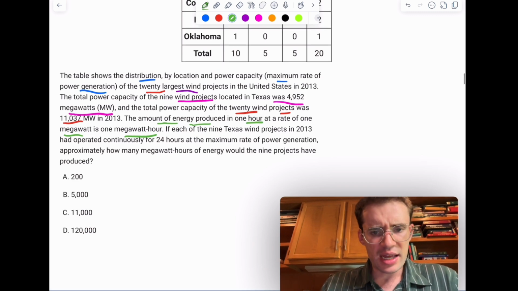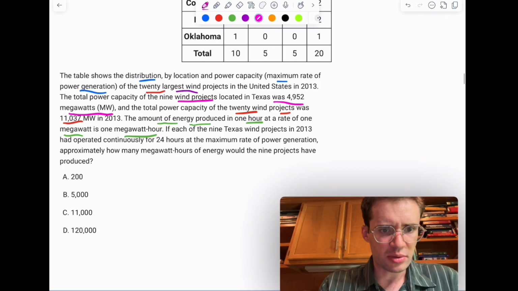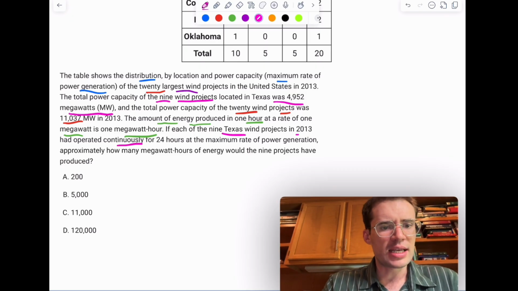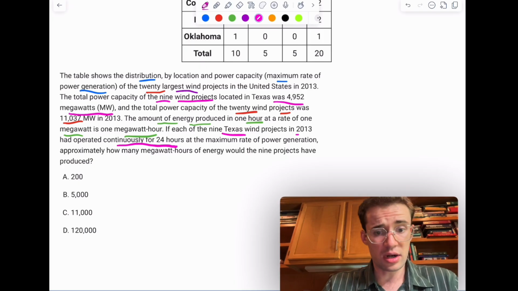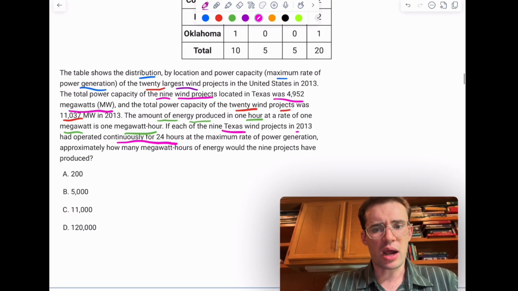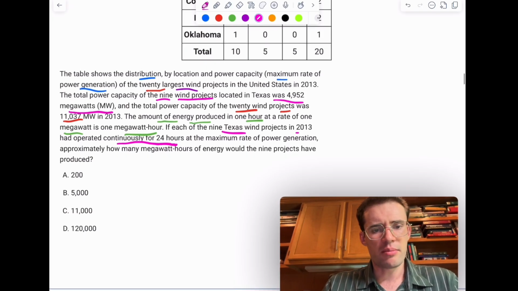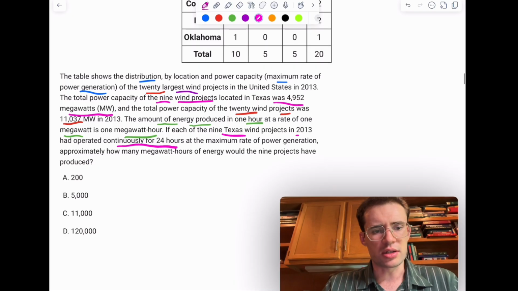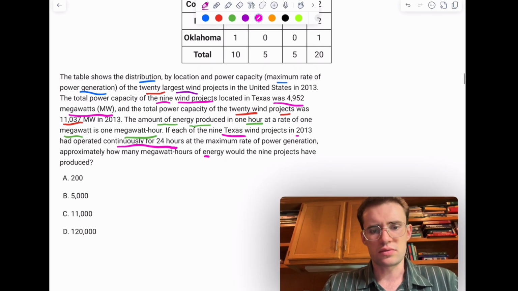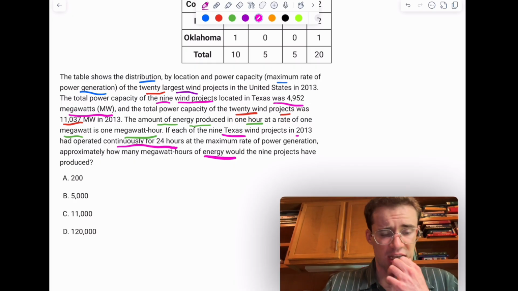If each of the 9 Texas wind projects, so the 9 was what I underlined in pink here, in 2013 had operated continuously for 24 hours, so that's the unit of time, at the maximum rate of power generation, approximately how many megawatt hours of energy would the 9 projects have produced? Okay, so just figure out how much energy. I guess we don't even need the stuff I underlined in red, the 20 projects. They're only talking about Texas.